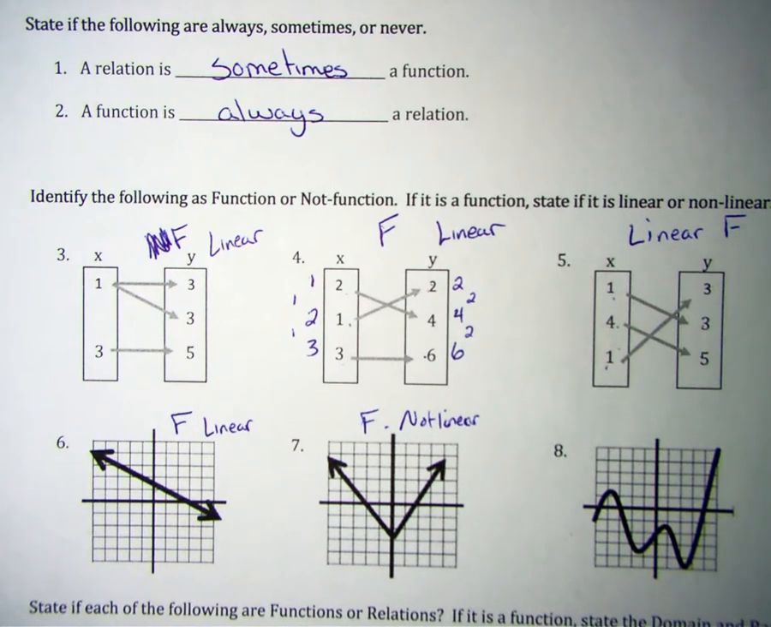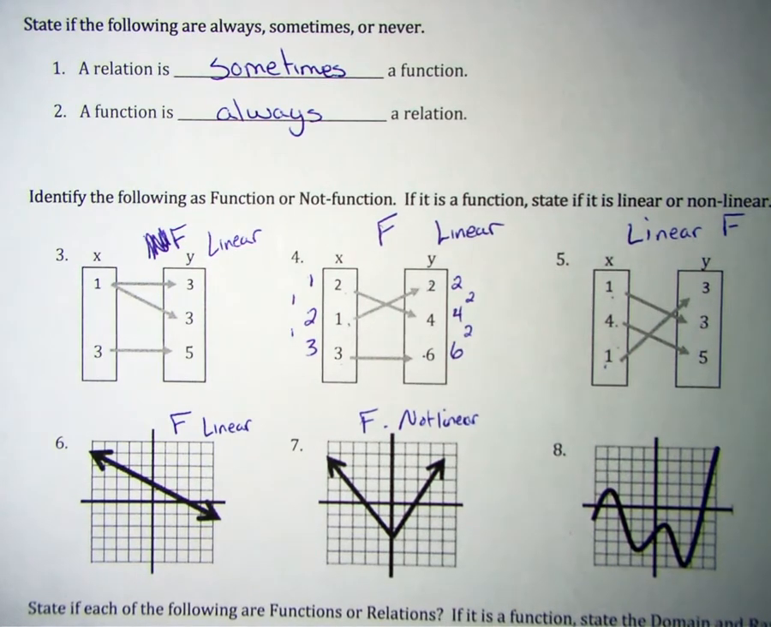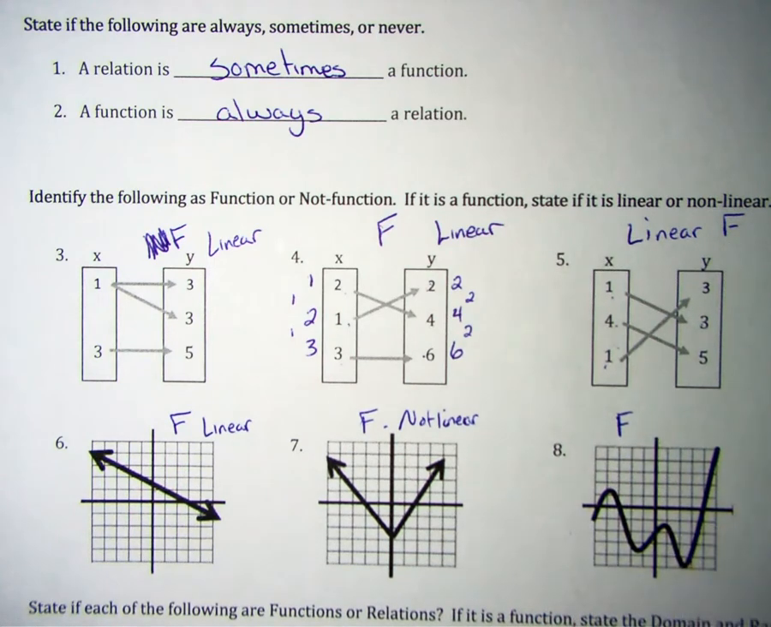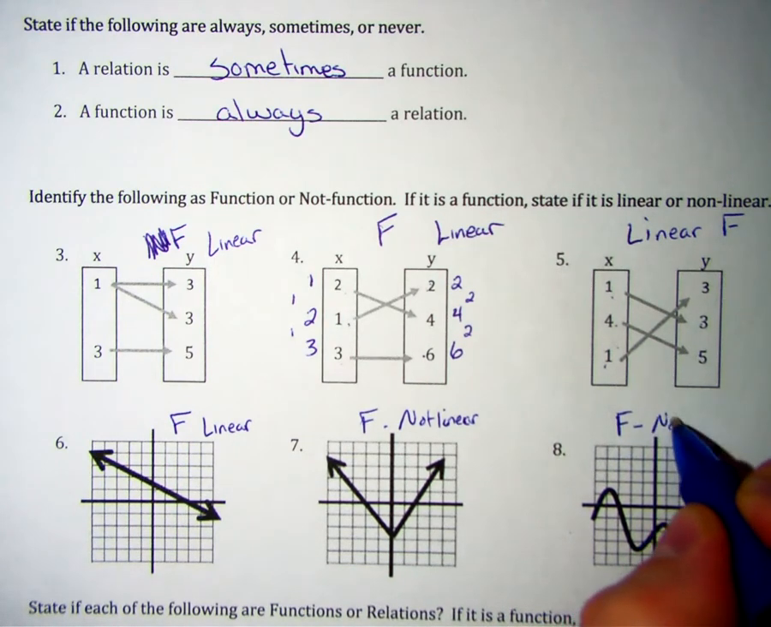Number 8, we do not have any repeating x values, so our vertical line, no matter where we draw it on this image, would pass the vertical line test, so we have a function. And again, we obviously have curves on this one, so not linear.